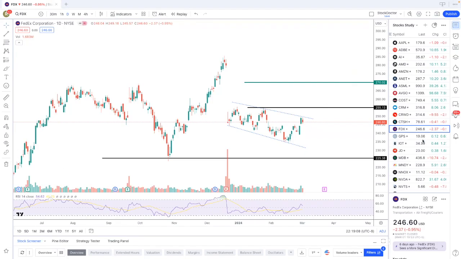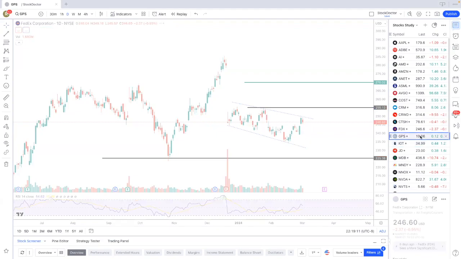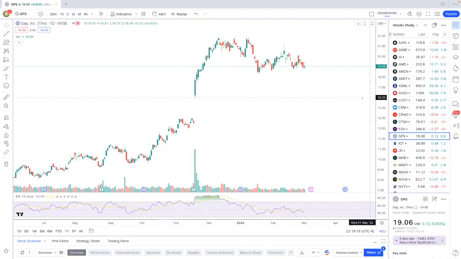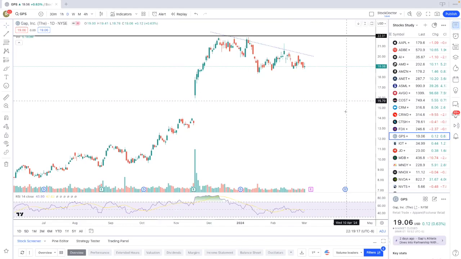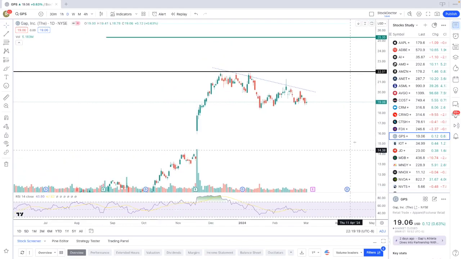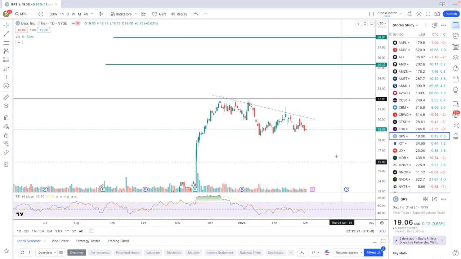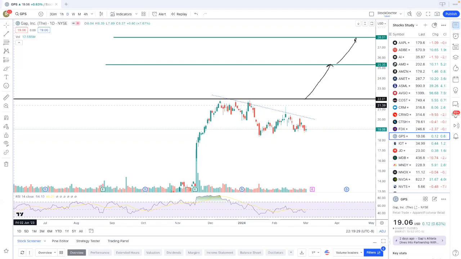Then we will talk the next stock, GPS. So this is Gap. For the Gap, I can see here clearly that next upside is only above 22. If it crosses and sustains above 22, then the target of 25 and 28 are possible in coming sessions.